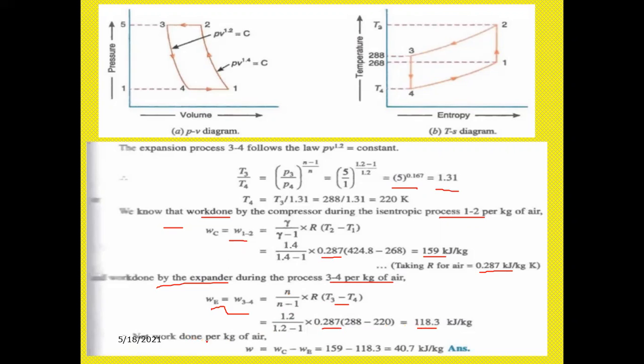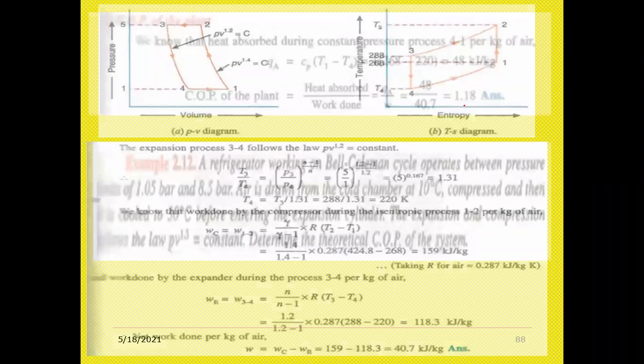The net work done per kg of air, W, is equal to WC minus WE. So here WC 159 minus 118.3 is equal to 40.7 kilojoules per kg. Work done per kg of air, W, is equal to 40.7 kilojoules per kg. Got it? So this is the other way of solving the problems.